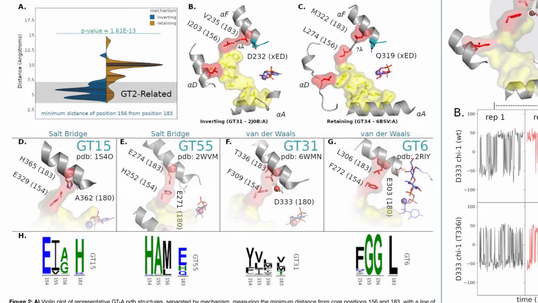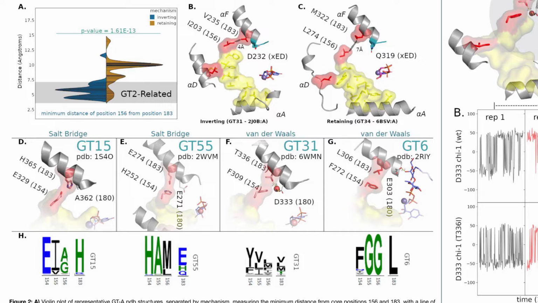And we find that most inverting GTs essentially form a contiguous core. Those GTs continuously have a hydrophobic contact between these two residues. The hydrophobic contact is defined as somewhere between 4 to 7 angstroms. Retaining GTs, on the other hand, are sort of all over the place.